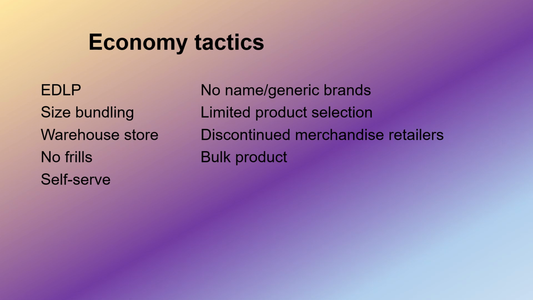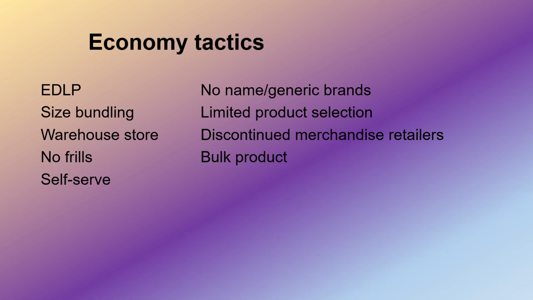Another economy tactic is limited product selection, so I don't have to carry as much inventory. Warehouse stores are obviously an economy tactic. Discounted merchandise retailers like Ross Dress for Less and those sorts of stores are another example of an economy tactic. There are other tactics that are sort of no-frills tactics. Spirit Airlines does this. A number of stores have this sort of no-frills tactic. Food for Less used to be a grocery store in town that used to do this.